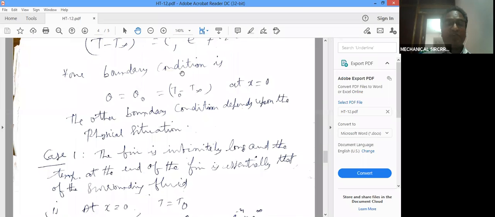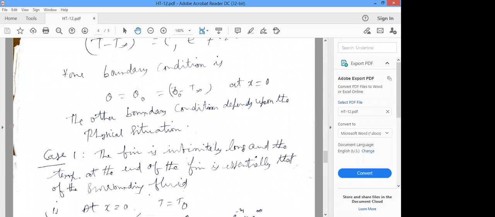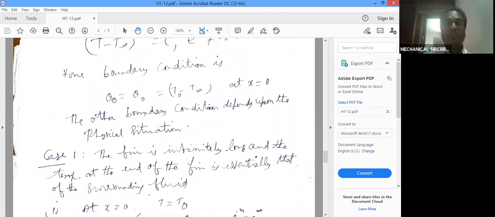Boundary conditions. One boundary condition: at x is equal to 0, what is the temperature? Temperature T is equal to T naught, at x is equal to 0, the base of the fin.